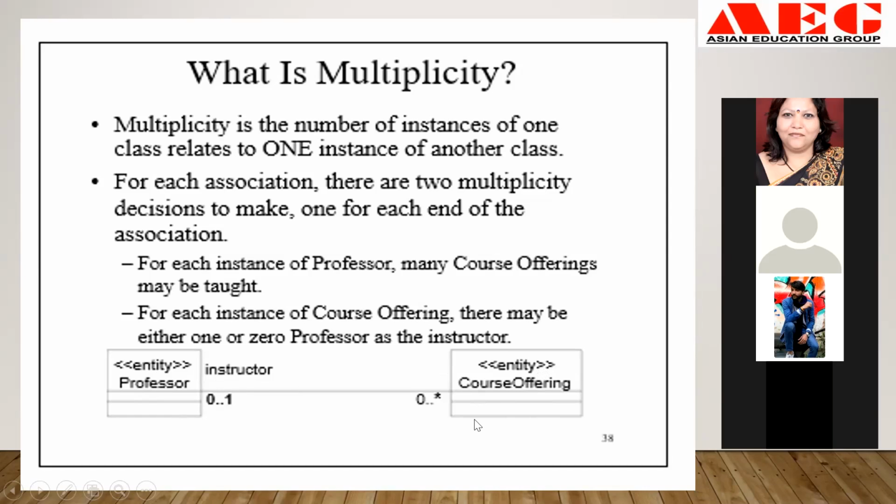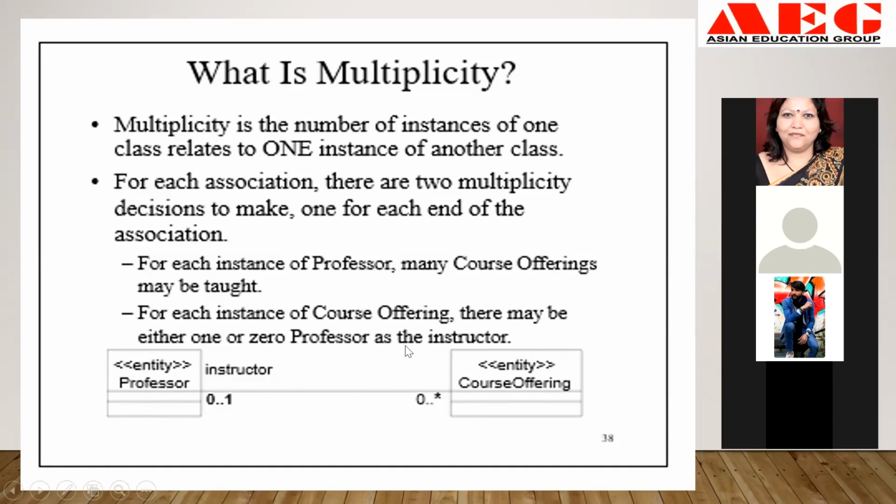For example, if I talk about myself, I am a professor, I am an instructor. I can instruct the BCA 4 students, I can instruct the BCA 6 students, different courses, and I can also teach BCA 2. So I can take many subjects, so I am offering many courses. So one instructor can offer 0 to star, meaning multiple course offerings can be done. So this is a class, and this is also a class. So there is a multiplicity relationship.